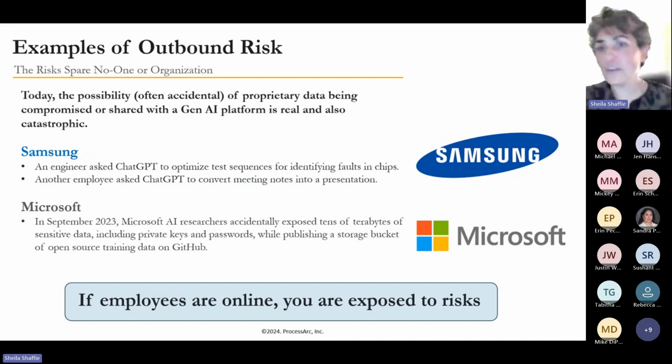And then another employee used Chat GPT to help them convert notes that was taking place in a board meeting and turn it into a presentation. So again, incredibly sensitive information being leaked out into the world for everyone to see. In the case of Microsoft, I mean, come on, guys, Microsoft, these guys are in the space of defining automation and providing security. Inadvertently, AI researchers, let alone just not any researchers, but people in the space of AI, accidentally leaked terabytes of sensitive data.